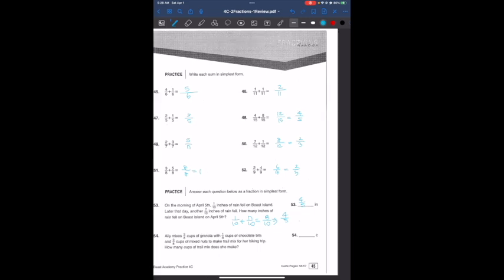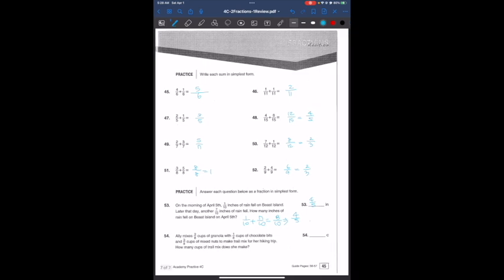Our last problem says, Allie mixes 3/8 cup of granola with 1/8 cup of chocolate bits and 3/8 cup of mixed nuts to make trail mix for her hiking trip. And so she has 3/8 plus 1/8 plus 3/8, and all the denominators are 8, so we're just going to add the numerators, so it's going to be 3 plus 3 plus 1, and that is going to give us 7 over 8, so it's going to be 7/8 cups.